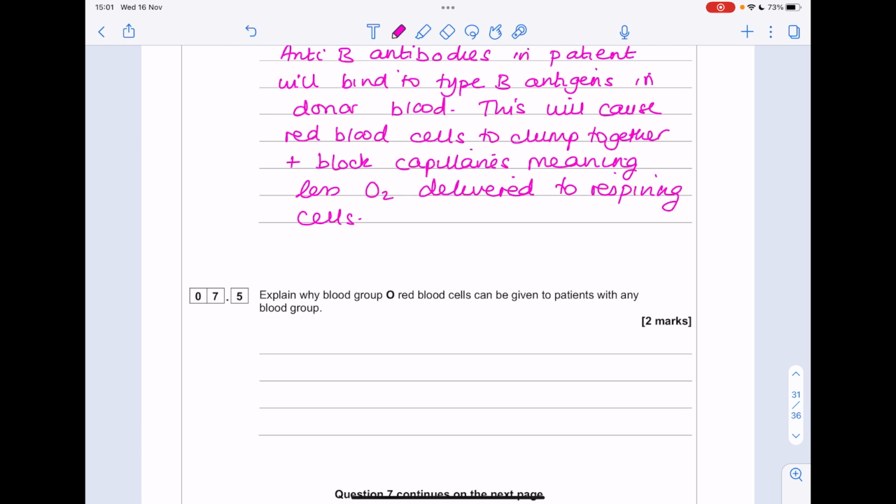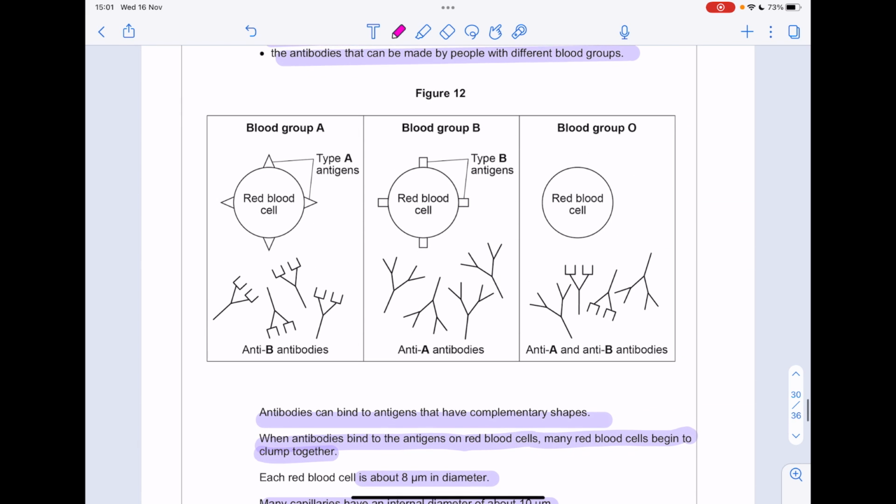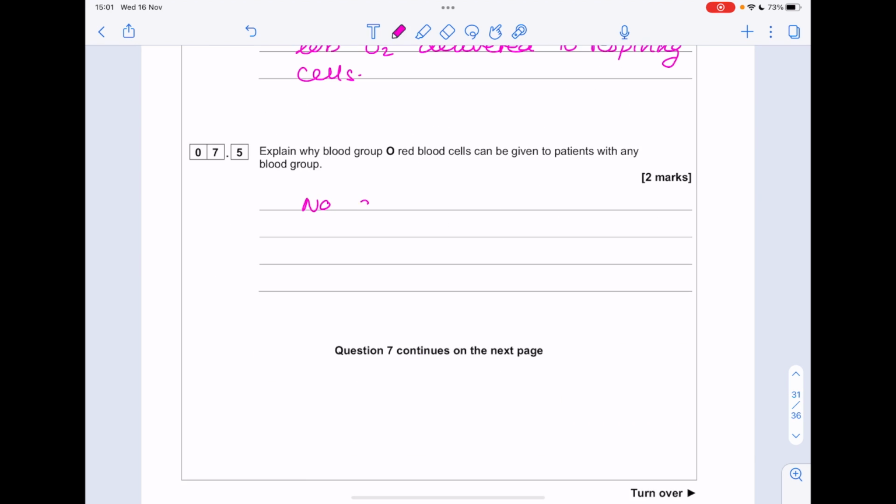Explain why blood group O red blood cells can be given to patients with any blood group. Awesome. There are no antigens on the red blood cells of blood group O for either blood group A or B people to respond to.